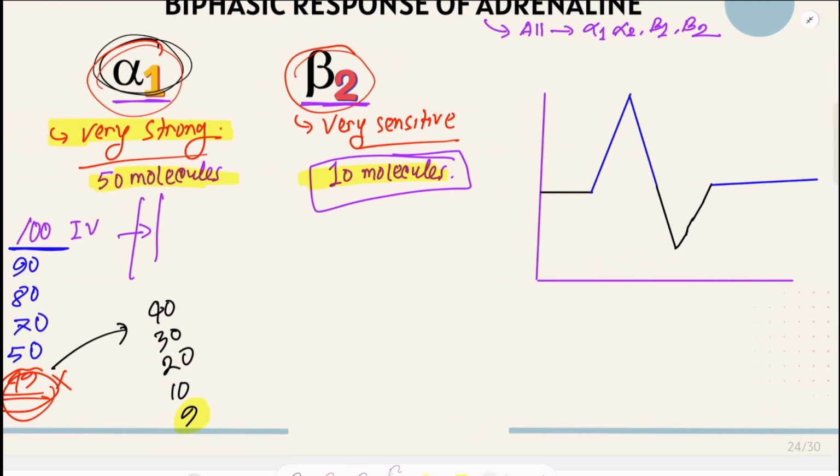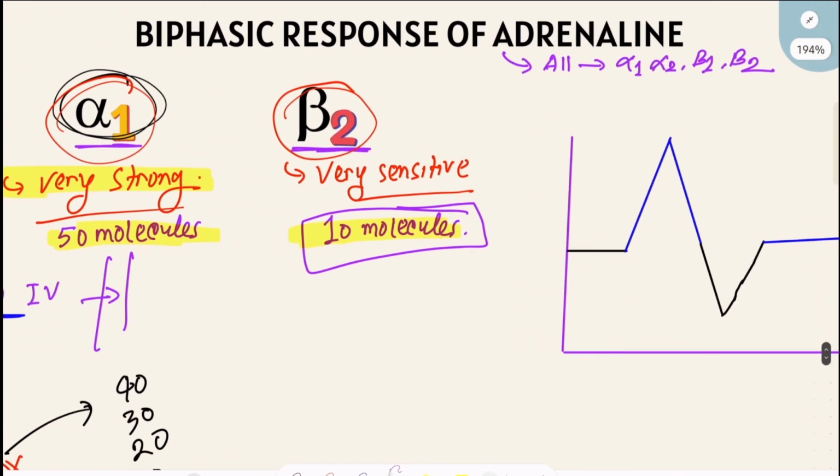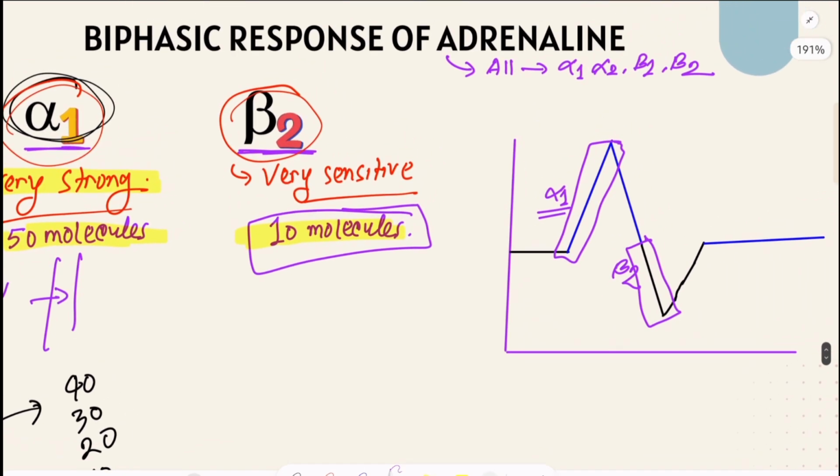So here we can see that adrenaline administration shows two phases. One is an increase in blood pressure and the other is a decrease in blood pressure. The first increase in blood pressure was due to stimulation of the alpha 1 receptor, and this reduction in blood pressure was due to stimulation of the beta 2 receptor. For the presence of these two phases, it is called biphasic, and the whole mechanism is called the biphasic response of adrenaline.